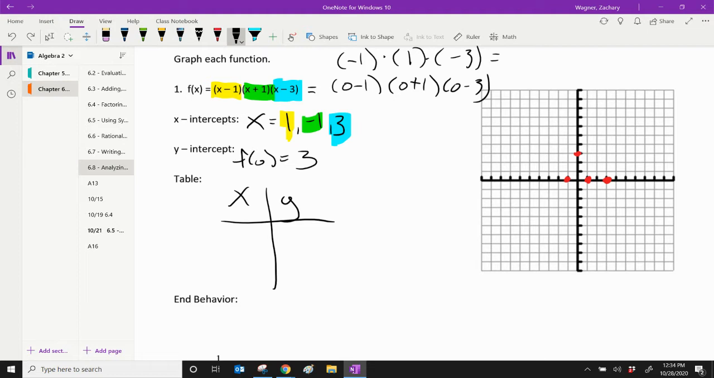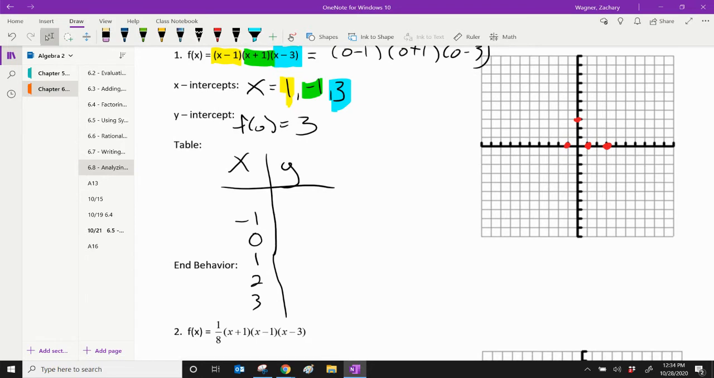I already have -1. I already have 0 because I did f at 0. There's 1, 2. I already have 3. And when we're plotting these, go 1 to the left and 1 to the right of your intercepts. So notice -1, 1, and 3. These are my x-intercepts. I already found these. We already know those. Those are points already on my graph.